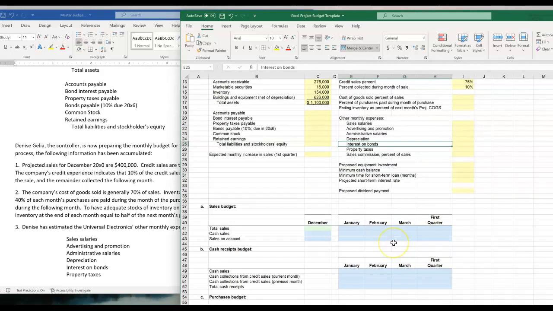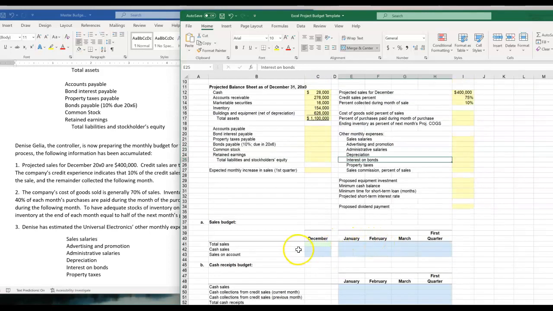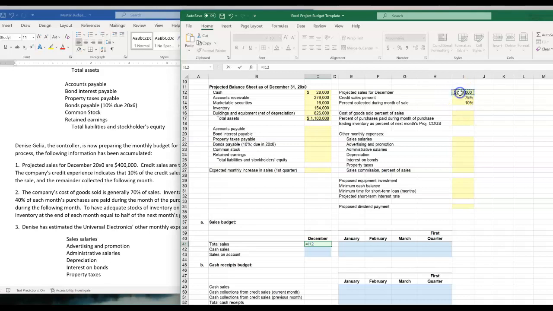Now, one of the things that's important to me is that everything that you have in your worksheets here should be a formula. There should be no numbers that are directly input. Okay, none. So for December sales, I'm going to make this equal to my starting December sales number.